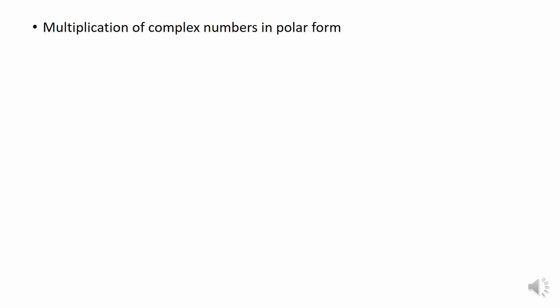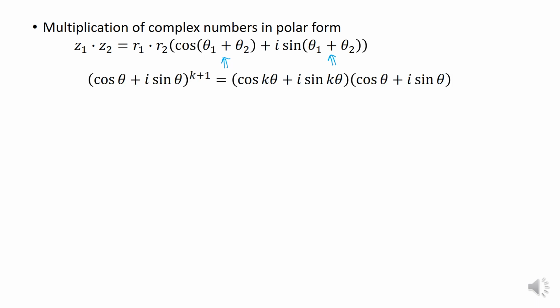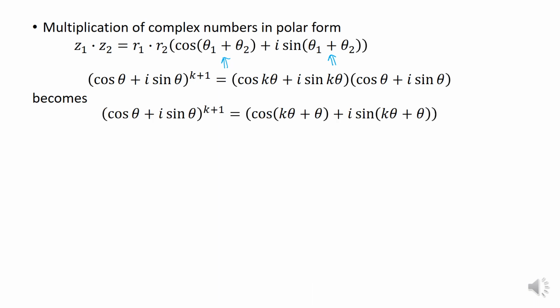So where are we going with this? Well, we're going to use our knowledge of multiplication of complex numbers in polar form. If you recall here, if you multiply two complex numbers, you multiply their moduli, r1 by r2, and you add the angles. In our example, the moduli r1 and r2 are just 1, so they don't feature. So here's what we got, and we're going to add the angles. On the right hand side now, it will become k theta, so from here, plus theta from the right. So we get cosine (k theta plus theta) plus i sine (k theta plus theta).